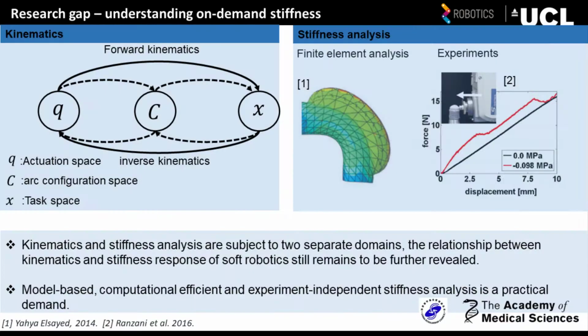In current research, different kinematics modeling methods have been proposed in the soft robot field, which normally can be divided into activation space, arc configuration space, and task space. In the opposite direction, it is the inverse kinematics. Because there are no physical activation joints, the Jacobian-based stiffness transformation is impossible. The stiffness analysis usually is based on finite element or experiments. However, how to bridge the kinematics and stiffness together and analyze the configuration-based stiffness still remains to be further explored.